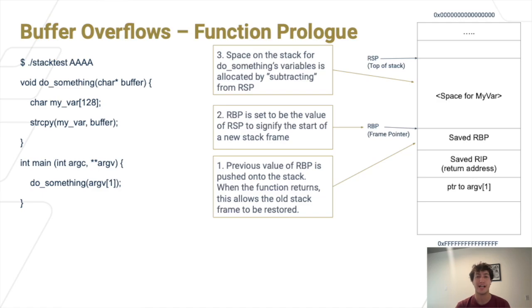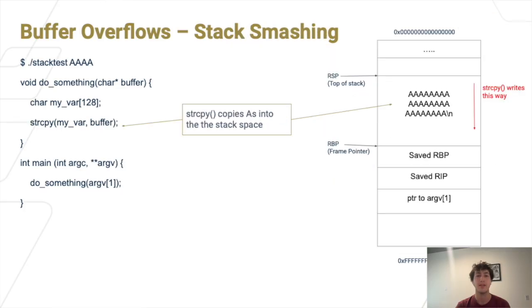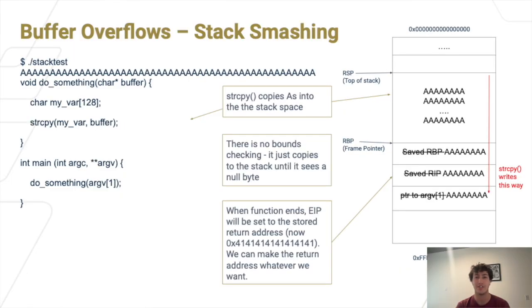And now we are at the stack after the string copy function has run. String copy copies lower memory addresses to higher ones, so we'll copy the arguments from the command line top down. Here, we are just giving the program 4 A's, so they all fit within the stack frame of the doSomething function. But what if we give it a ton of A's, like way more than the 128 bytes that the buffer can hold? String copy has no bounds checking.